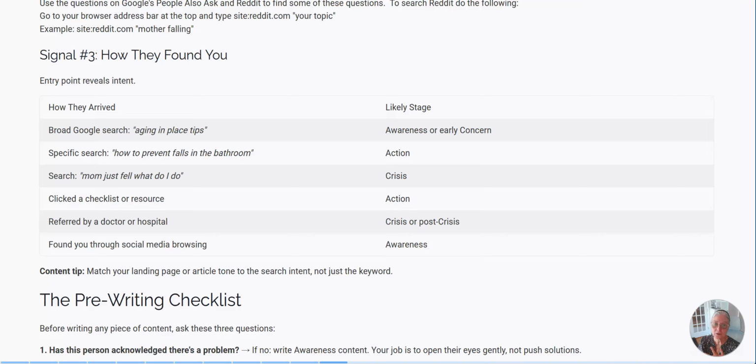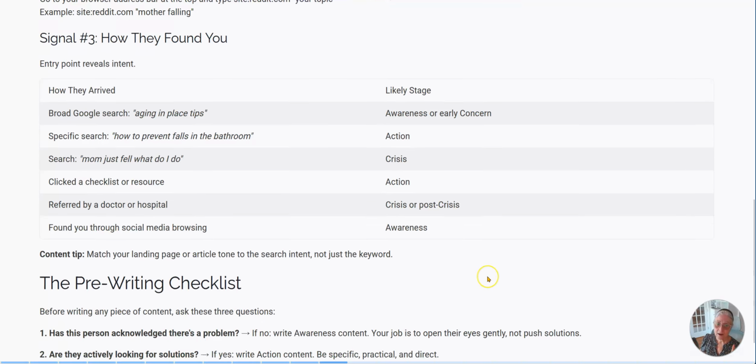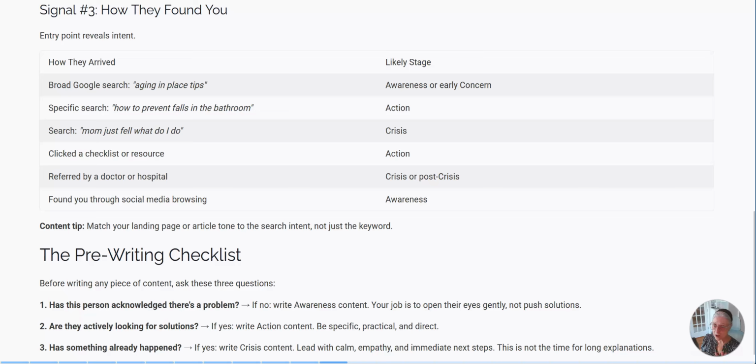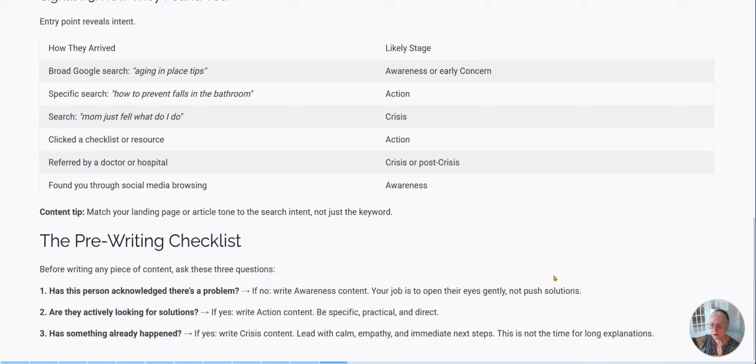And then you want to look at, what did they click on? What other resources have they looked at? What other phrases have they been typing in? Were they referred by a doctor or a hospital? Did they find you on Pinterest, Facebook, LinkedIn? How did they find you? Because that gives you an idea of the process of where they are and what they're looking for. Match your article, your topic, your content, whatever, to the search intent, not the keyword phrase. And the prompt that I wrote will help you with that.